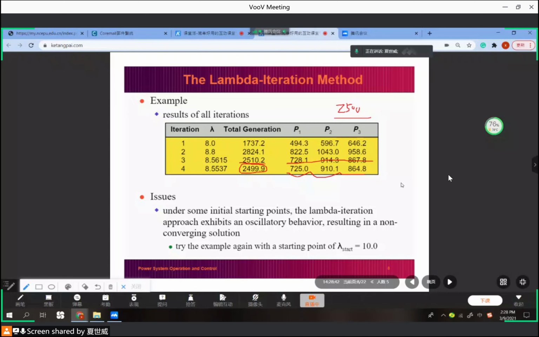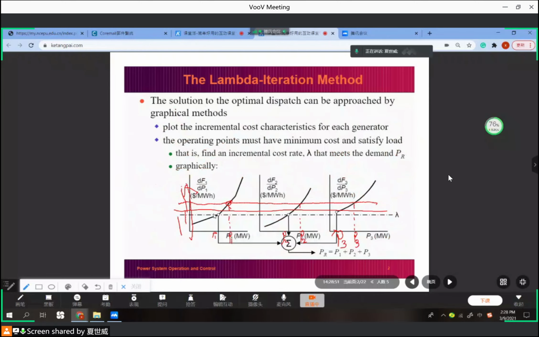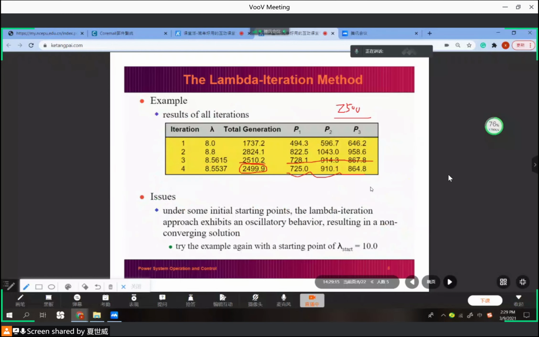Any question for this part? You should keep in mind that first you just guess an initial value for lambda, and you calculate the total generation, and then you compare this total generation with the total load. If the total generation is too small, you have to increase lambda, and thus you will increase the generation. That's the logic. Any problem for this?